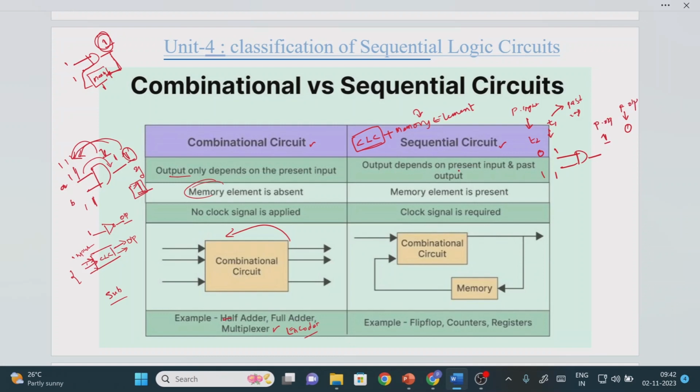This is what we call the present output value, and this is what we call the past output value, right? Generally, whatever value it generates is stored in the memory element. The previous output is stored in the memory element, so if it is required, we can pass this information to the input of the AND gate, right?